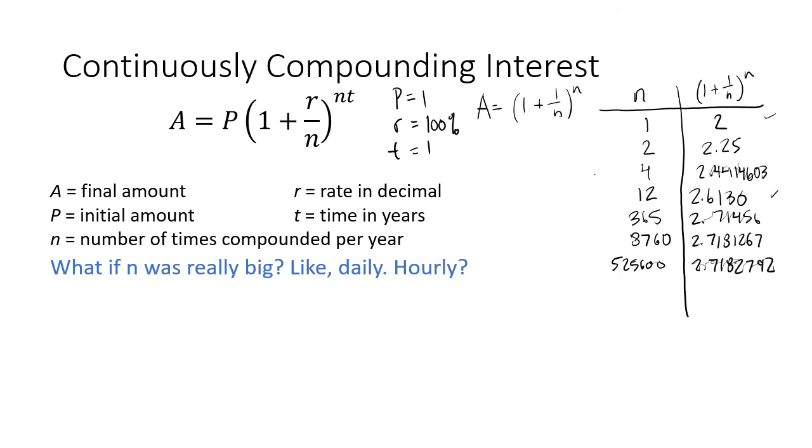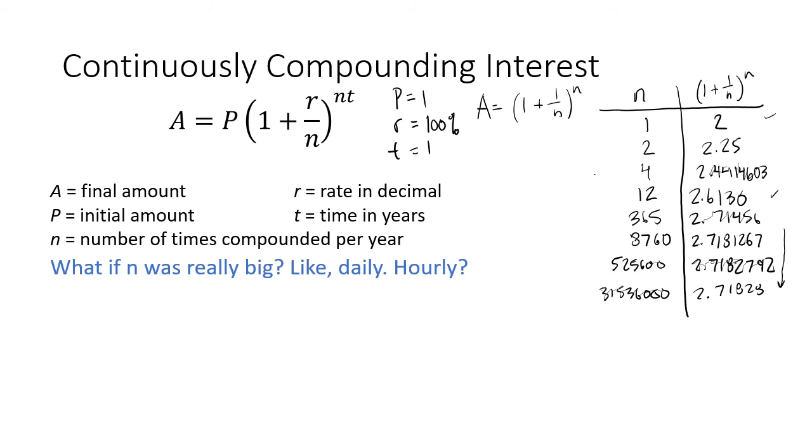And then if we went even crazier and said, all right, what about seconds? So we multiplied this 525,600 by 60 seconds. There are 31,536,000 seconds in a year. So that's 2.7182. It looks like these numbers are getting really close to each other.